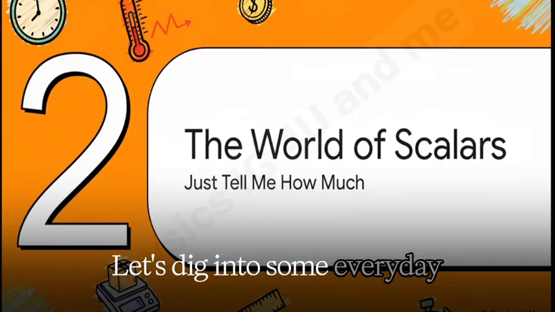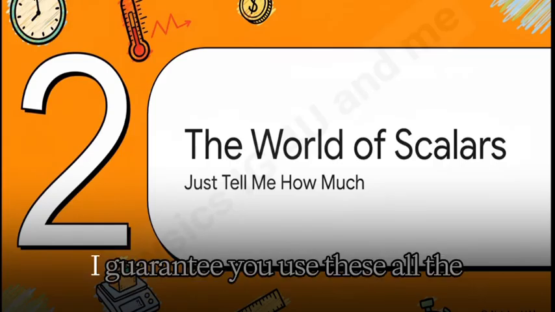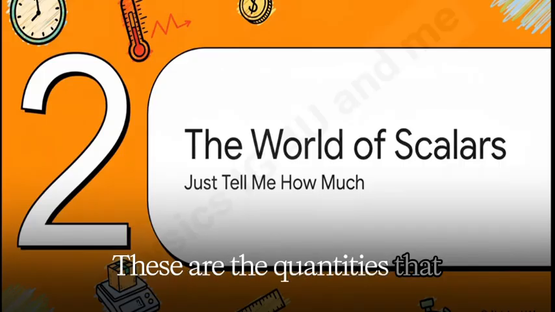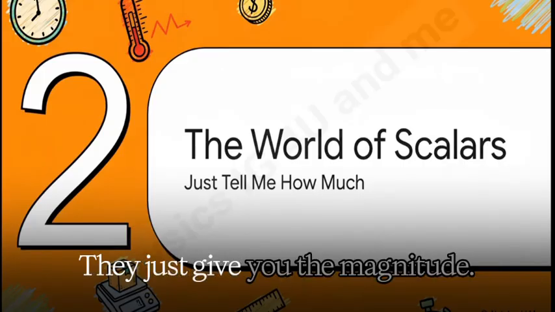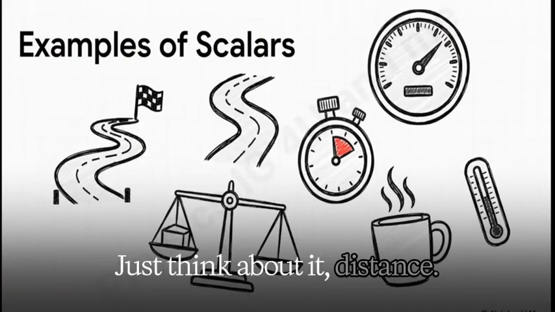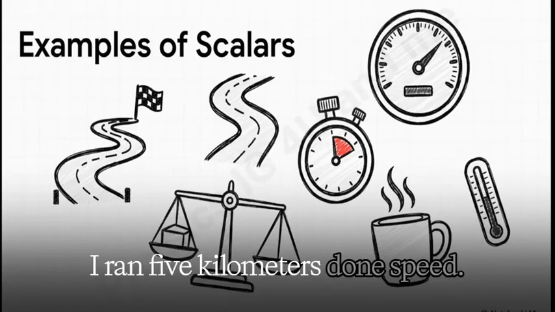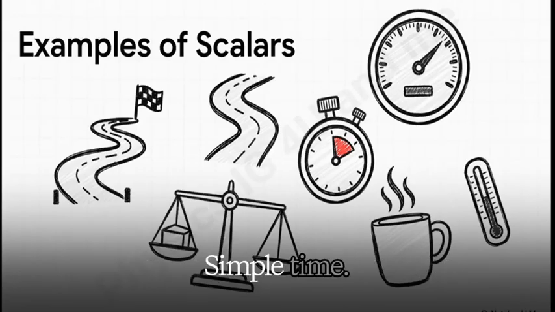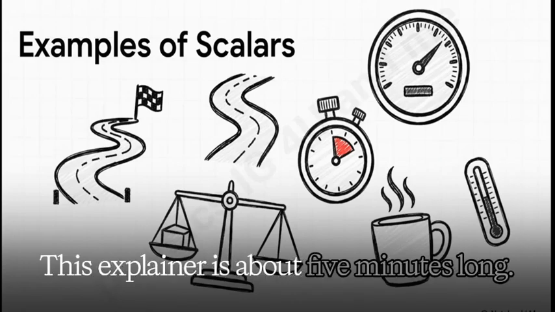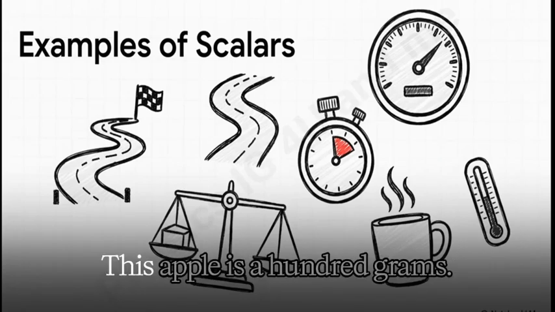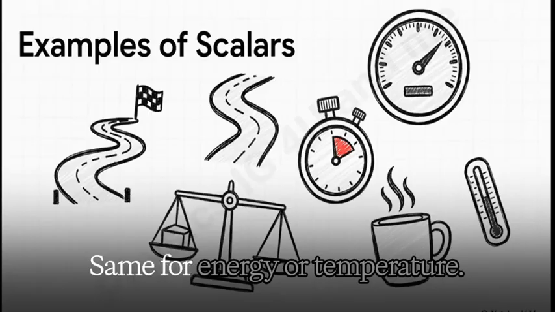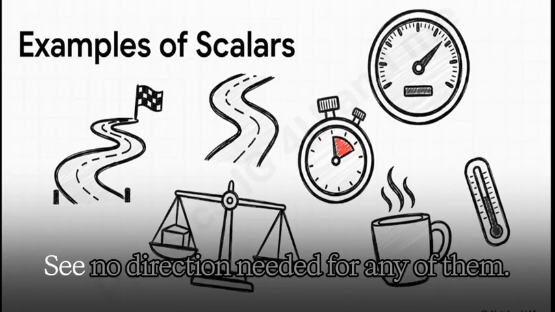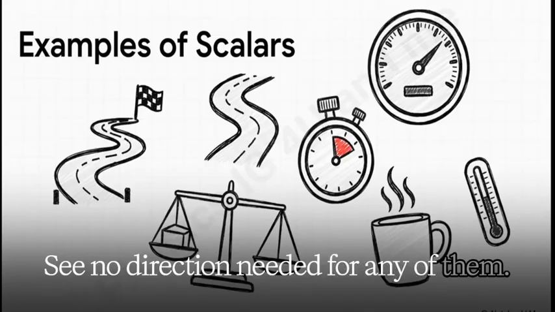All right, let's dig into some everyday examples of scalars. I guarantee you use these all the time without even realizing it. These are the quantities that are nice and straightforward. They just give you the magnitude. Just think about it. Distance, I ran 5 kilometers. Done. Speed, my car was going 60 miles per hour. Simple. Time, this explainer is about 5 minutes long. Mass, this apple is 100 grams. Same for energy or temperature, like a cup of coffee is 80 degrees Celsius. See? No direction needed for any of them.